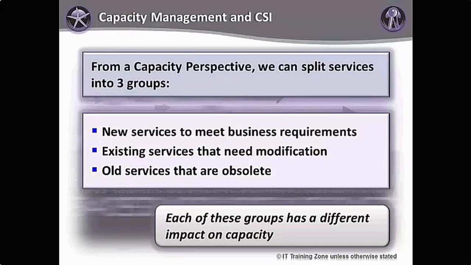Let's move on now and look at our next process, capacity management. When we look at services from a capacity perspective, we can split them into three groups: new services to meet business requirements, existing services that need modification, and old services that are obsolete. Each of these groups has a different impact on capacity, either releasing or consuming capacity.